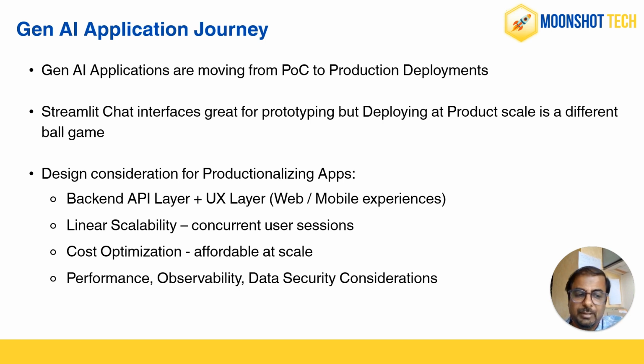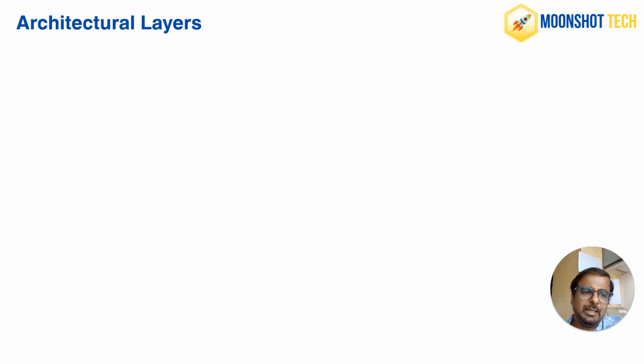The second thing is linear scalability, right? When you have concurrent user sessions, you want to make sure your application is able to linearly scale as the number of users increases. Cost is a very critical factor, especially when it comes to LLM applications due to the cost incurred with input and output tokens, right? So you want to make sure that you have enough levers to control the cost so that you don't run into huge bills at the end of the month. Some of the other criteria include monitoring your performance, your end-to-end visibility into your application stack, data security, and data privacy considerations, right?